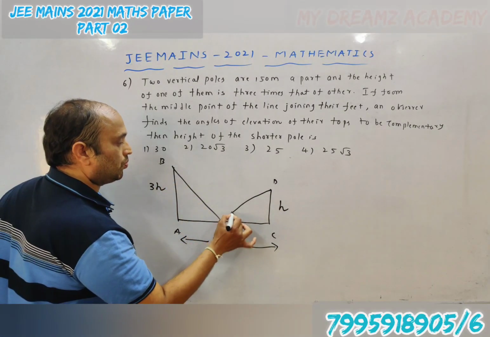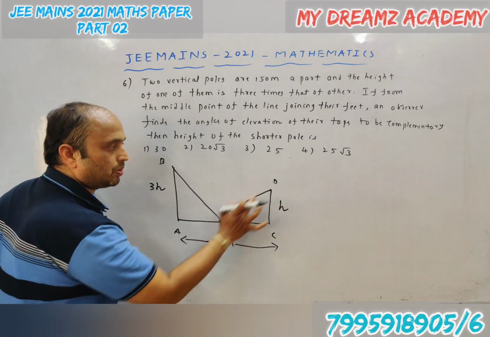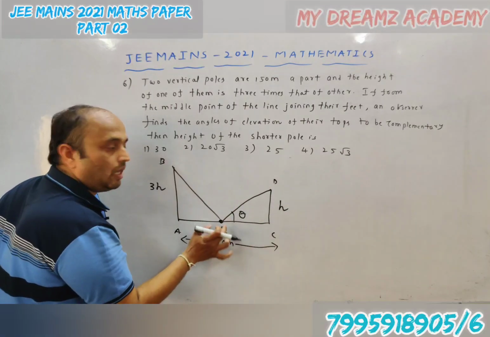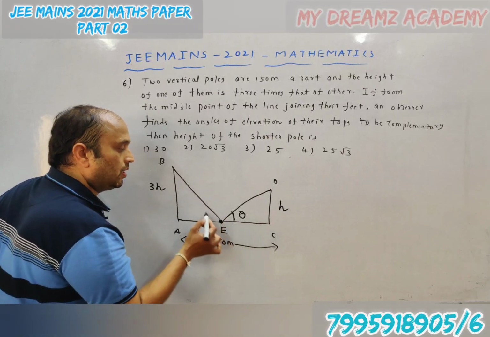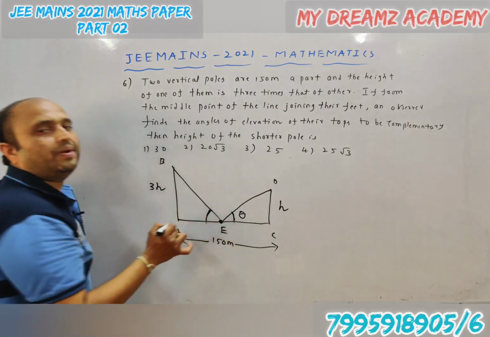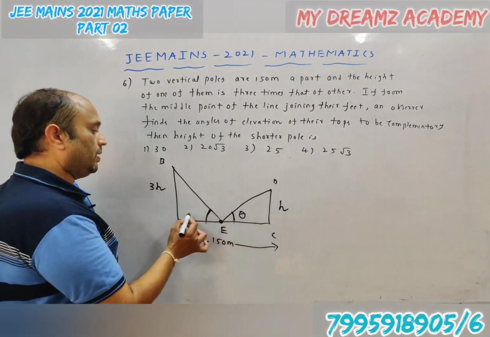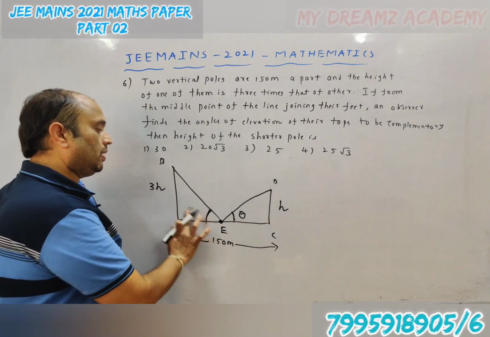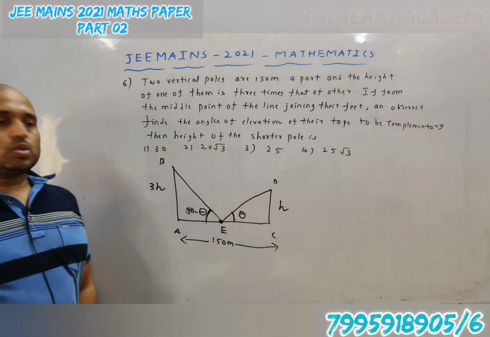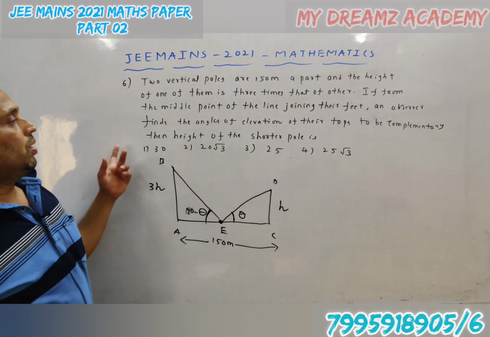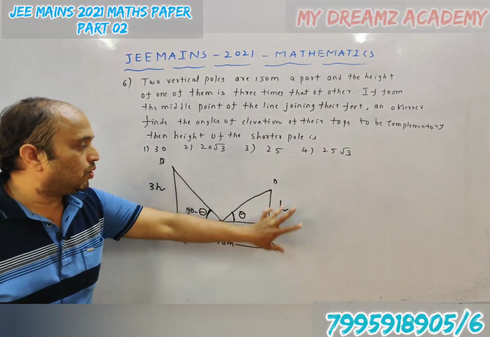Suppose this is theta, so one person is observing from the point E. So from E, he is observing D, and that angle is theta. It is already given that the angles are complementary, meaning the sum of the two angles is equal to 90. One is theta, another one is 90 minus theta. Now we want to find the h value, the height of the shorter pole.